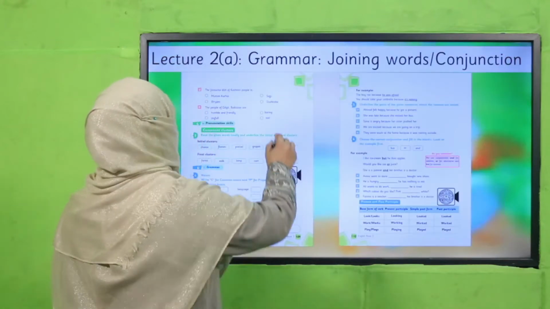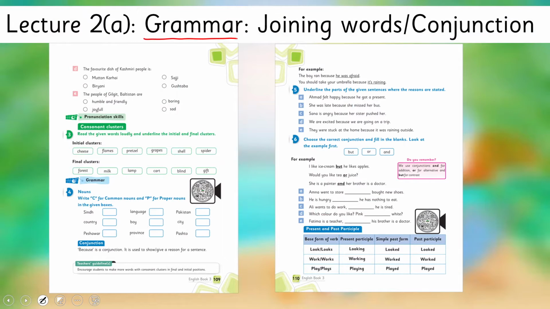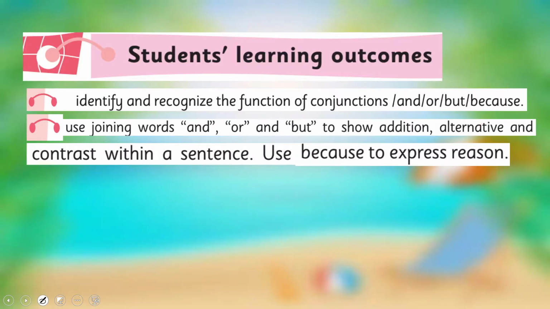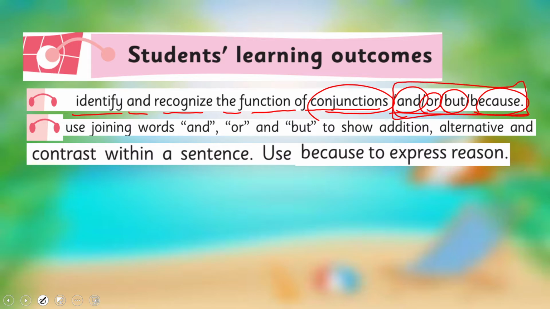Yes, my dear children, today under the title of grammar, we are going to learn about joining words, means conjunction. Before this, in English for grade 2, we have learned about joining words. I hope you remember the concept. If not, you may watch this video lecture again. And we are going to learn further to identify and recognize the function of conjunctions: and, or, but, because. So we are going to talk about these 4 conjunctions today.